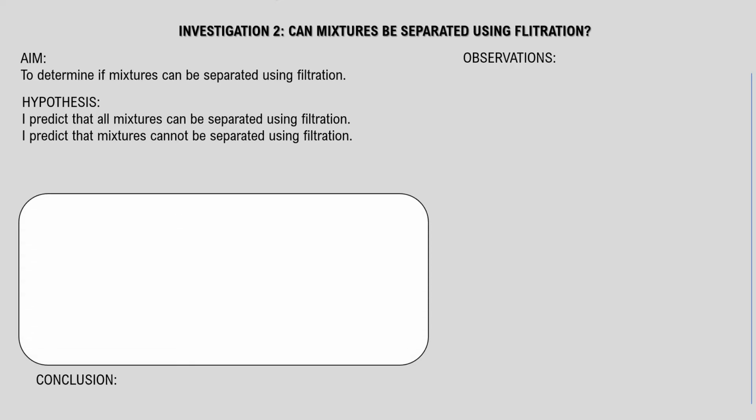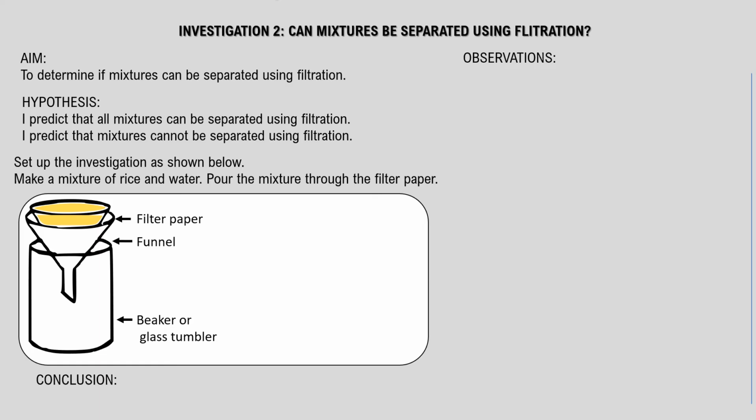To conduct this investigation, use a beaker or glass bottle, a funnel and filter paper. You can use filter paper used in coffee machines. Next, make a mixture of rice and water. Pour the mixture of rice and water into the funnel and through the filter paper.